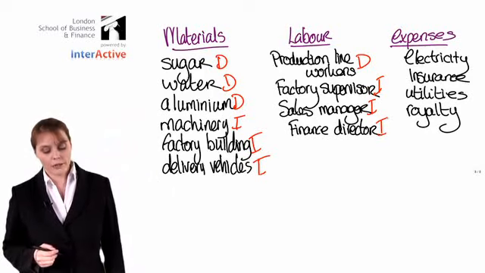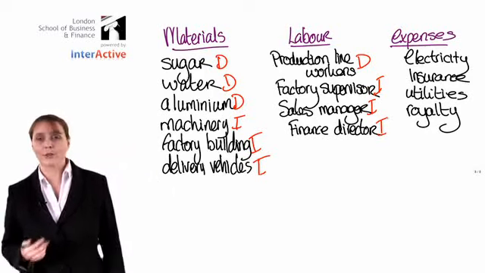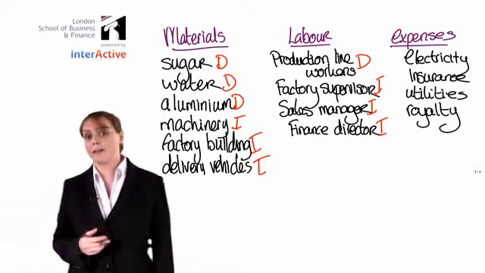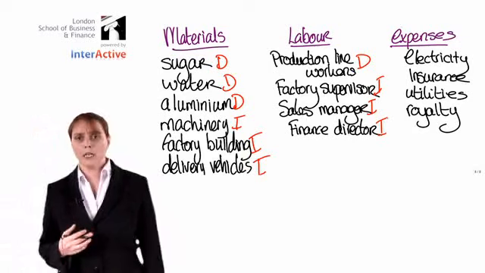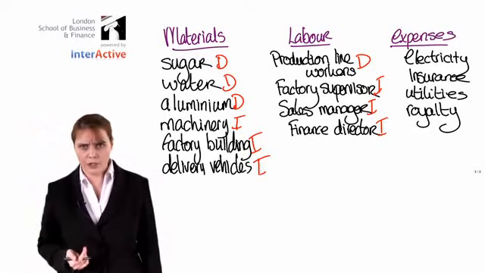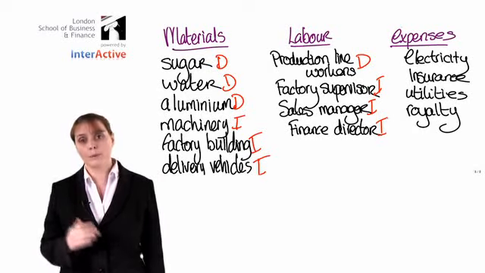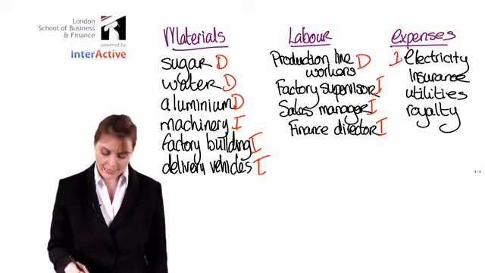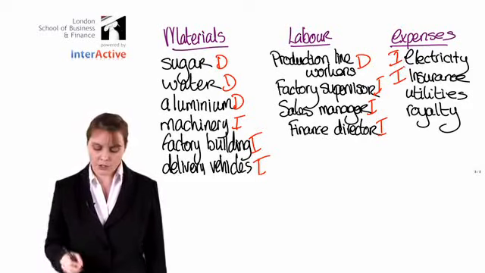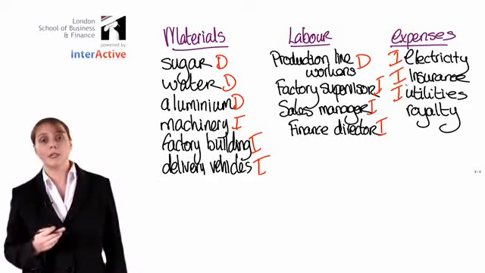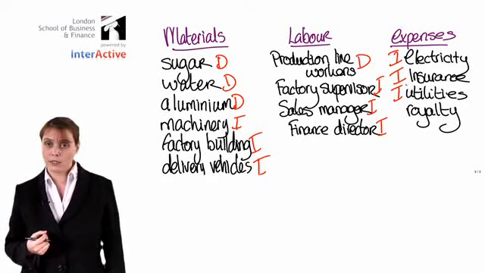Moving on to our other expenses, electricity. We've mentioned, how do we split our electricity bill across the production of each unit? It's very difficult for us to know what the cost per unit is. Our electricity and our insurance, along with all of our other utilities, will be indirect costs.